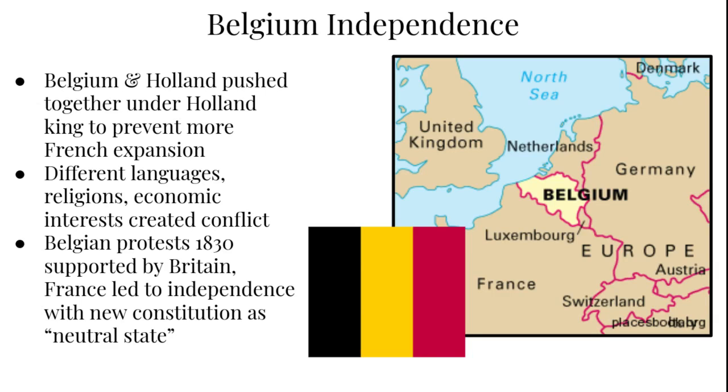By 1830, Belgium was protesting for independence, and their friend Britain supported it, mostly because Britain didn't get along with France, so the enemy of your enemy is your friend. These two small countries stayed neutral in other European conflicts as much as possible.